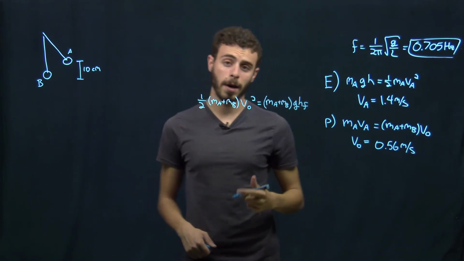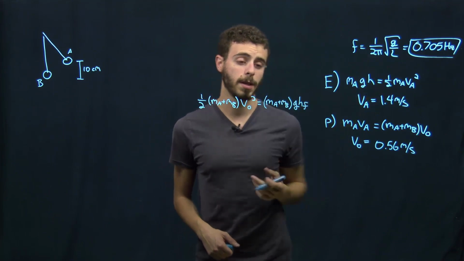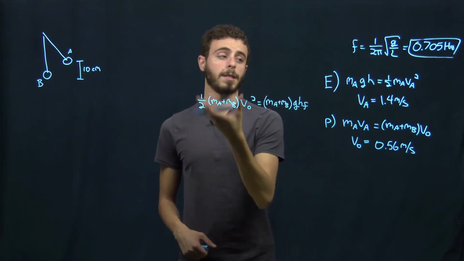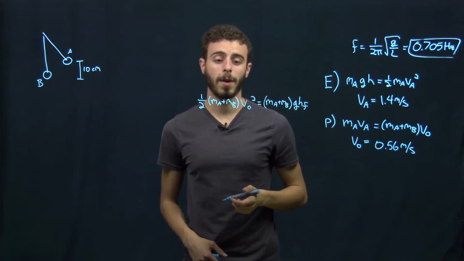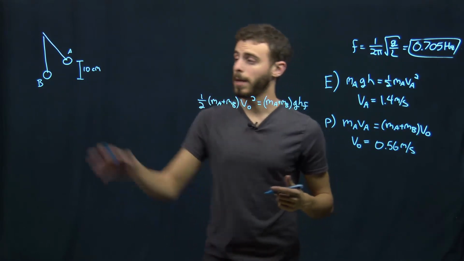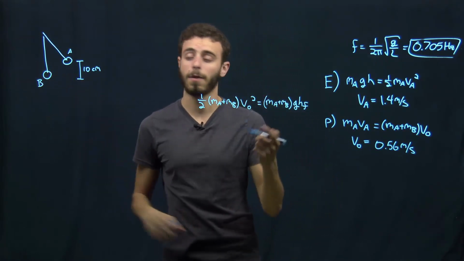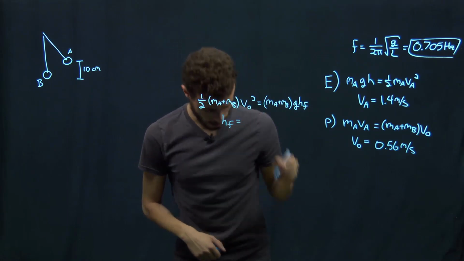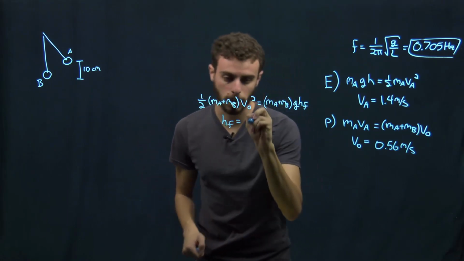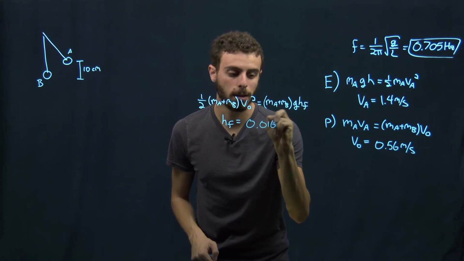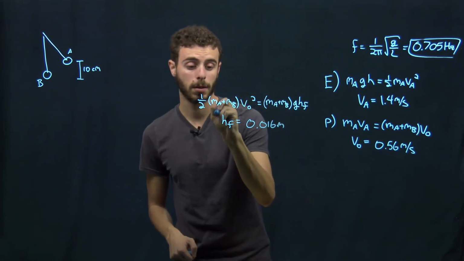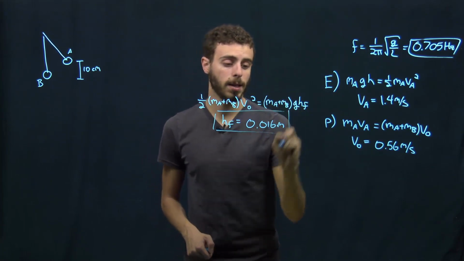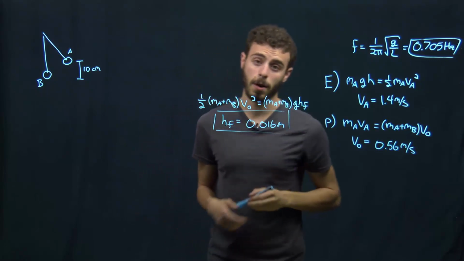And I'll call this H final here just to denote that it's different than this H here. So this is basically just the reverse of our beginning equation. And from here now, we can basically solve for how high this clump will get to. And you should be able to get H final is equal to 0.016 meters. And I'm going to box this at the moment because this is almost our answer, right?